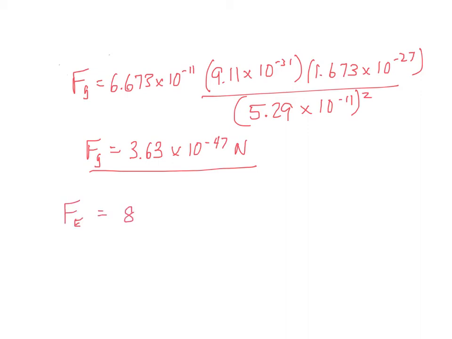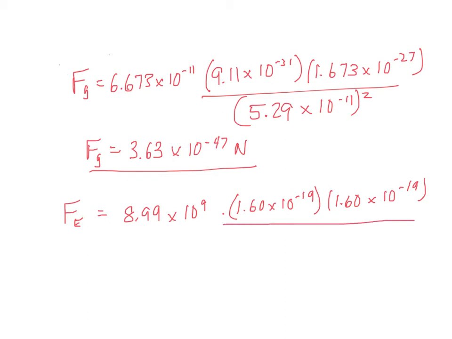Okay, that's going to be 8.99 times 10 to the 9th, that's Coulomb's constant, times just the magnitude of those two charges. So one's going to be positive and one's going to be negative. So if you multiply them together, you'd get a negative number. But all you need to know is the magnitude of those two, and know that if it's opposite charges, then they're going to, the force will attract each to the center of the other. And then 5.29 times 10 to the negative 11th squared.